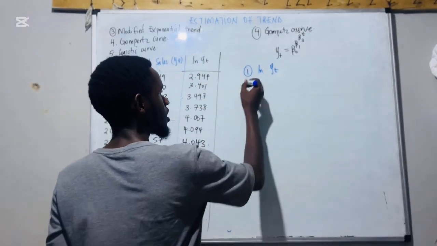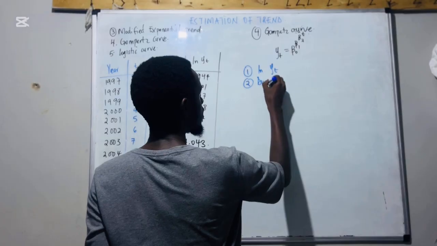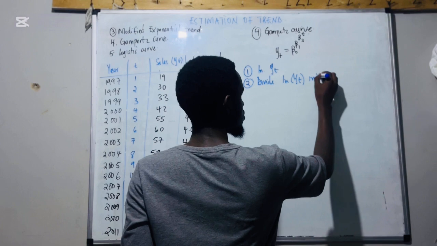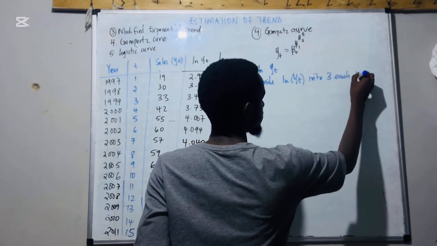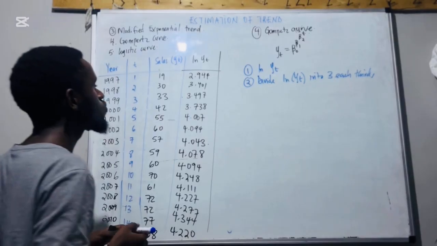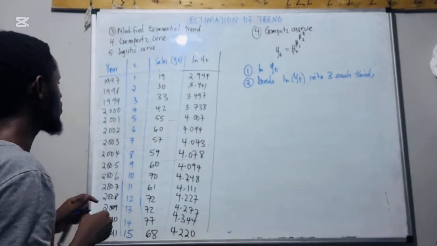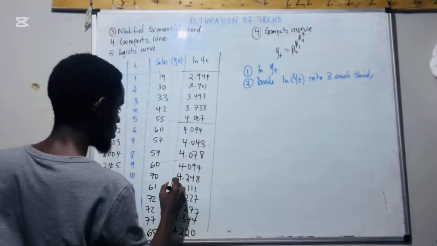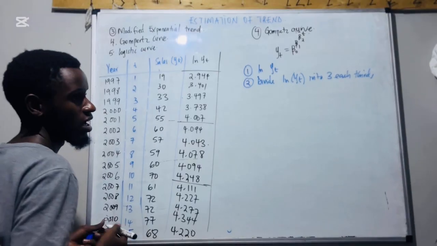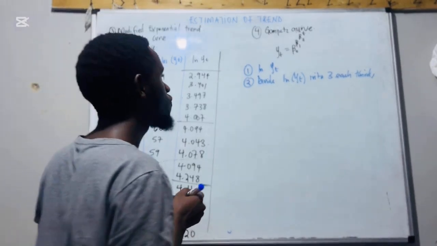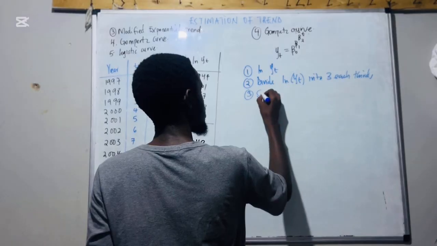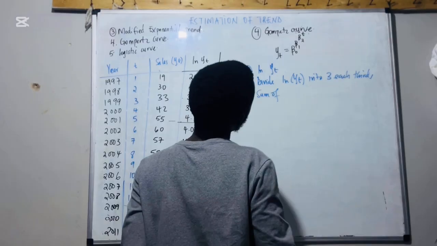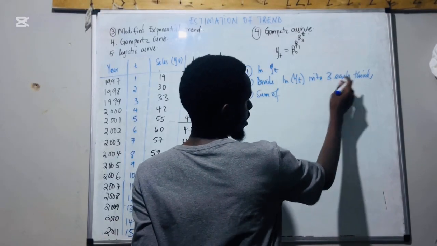After getting the ln of yt, the second part is to divide the ln of yt into 3 equal thirds. From here up to here is the first third, from here up to here the second third, and from here up to here the last third. Now from there, what do we need to do again? We need to find the sum. Part 3 is finding the sum of each part.